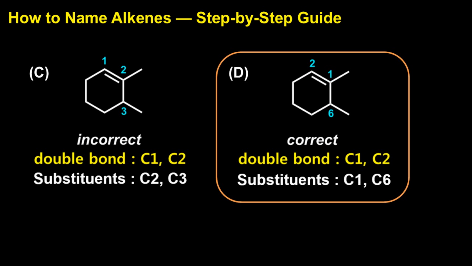Here's another example with the cycloalkene. In structure C, we start numbering from the right place. The double bond is between carbon 1 and 2, but the numbering goes the wrong way, so the substituents end up on carbons 2 and 3. Now look at structure D. Same starting point, but we number in the opposite direction.